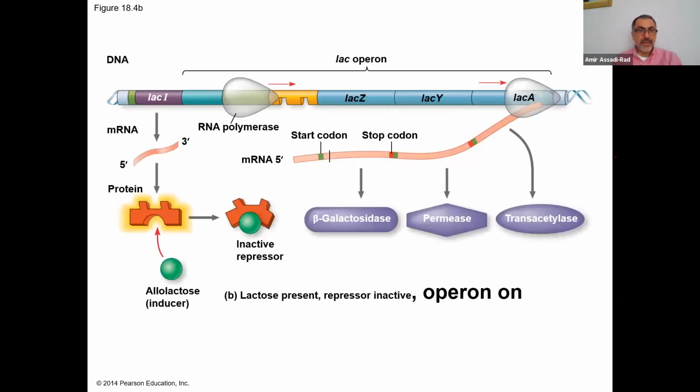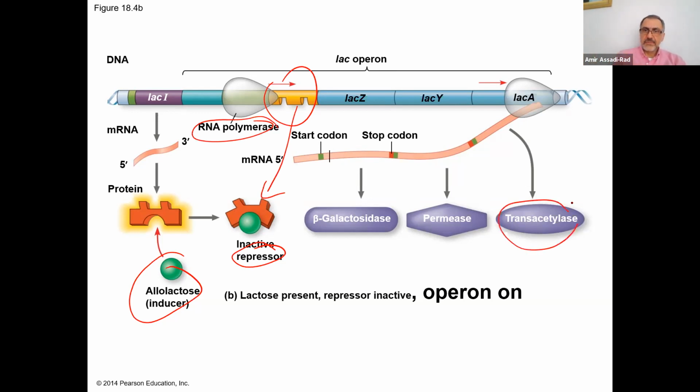Now what will happen? You have allolactose, and it will attach to the inducer, inactive repressor, I'm sorry, to the repressor. So the repressor comes off the operator, and then what? RNA polymerase is going to continue going downstream and do its job, making these enzymes right here, and those enzymes will break down lactose. Okay.